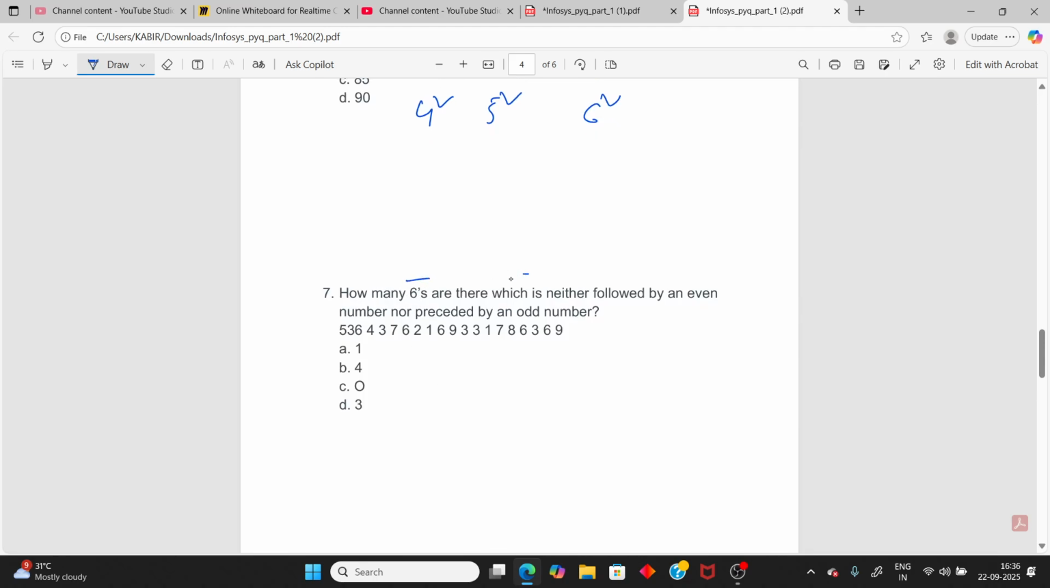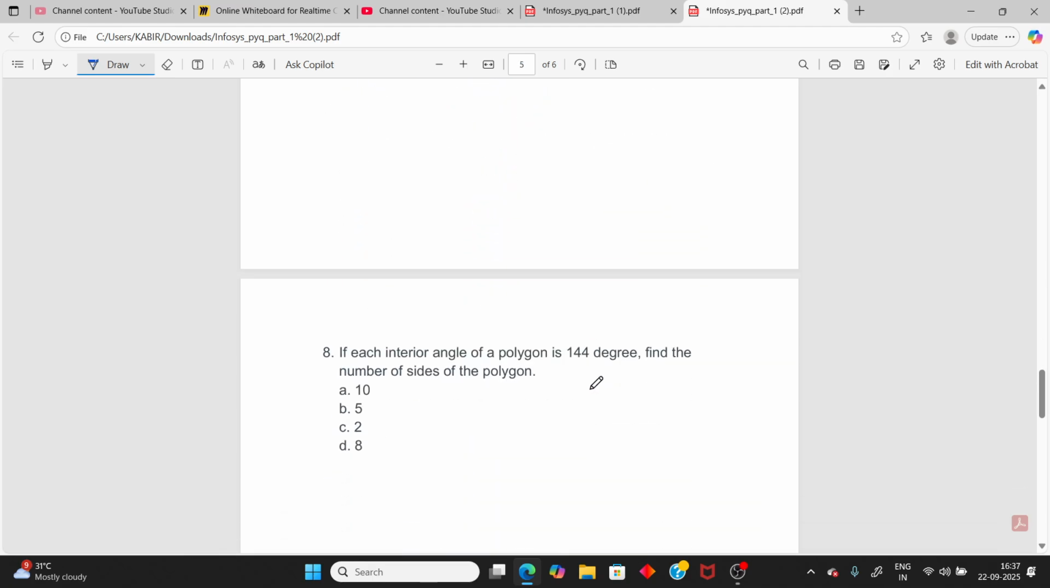How many 6s are there which are neither followed by an even number nor preceded by an odd number? The first 6, what was before it? An odd number, so it should not be included. The second 6 has an odd number before it and an even number following, so it should not be included. This 6 is even, so you can't include it. Now this 6 is preceded by an even number and followed by an even number, so not. So only one option, that is the last 6. You need to count how many 6s.